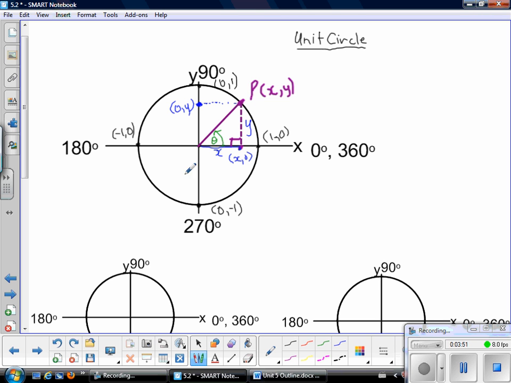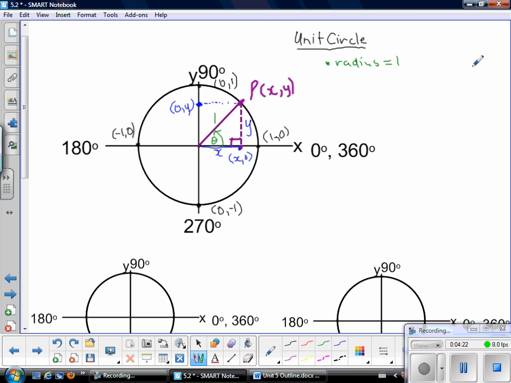Now, we know a lot of things about a right-angle triangle, so we can talk about this as far as SOHCAHTOA goes. One other thing I want to point out is we know the length from the origin to the point P is 1, and the reason it's 1 is because it's a unit circle that has a radius of 1 unit. So the radius equals 1.